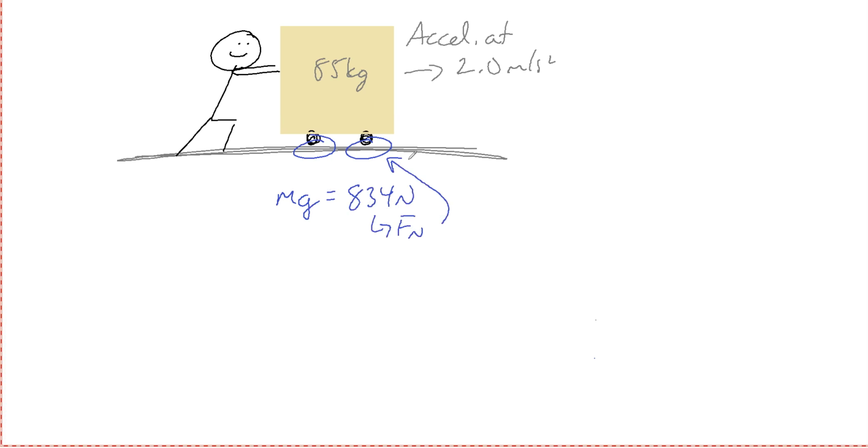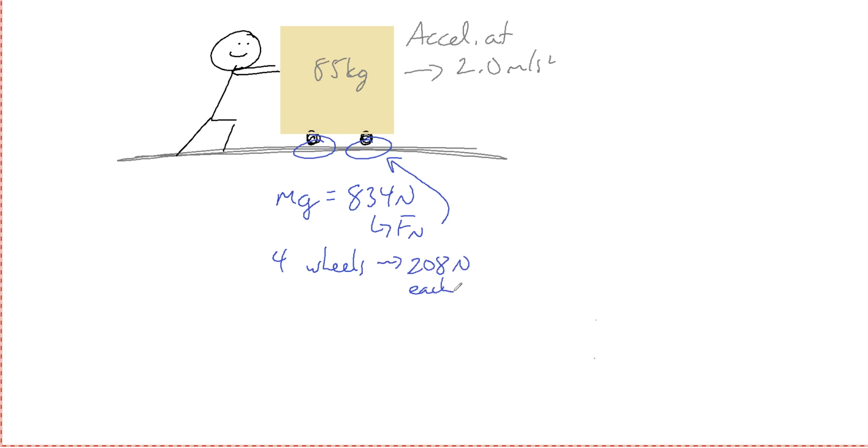Now, if there's 4 wheels, if you had 4 little tiny wheels, each one of them actually has a normal force. If you divide that by 4, there is 208 newtons of normal force for each of the 4 wheels. So the total normal force between the box and the ground would be 834, divided between the 4 wheels, 208 for each one.